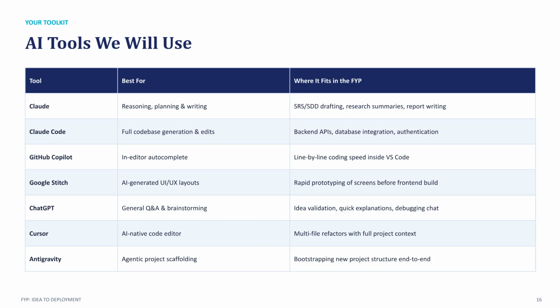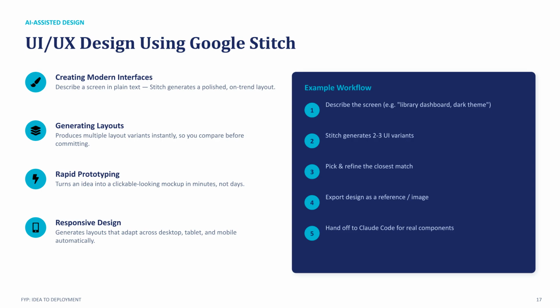Google Stitch is our go-to for rapid UI design, while Anti-Gravity and ChatGPT help with scaffolding and brainstorming. Design your UI/UX efficiently with Google Stitch. Start by describing your screen in plain text, then use the generated variants to refine your prototype. Once you pick the best layout, you can export it as a reference and hand it off to Claude Code to generate the actual components.